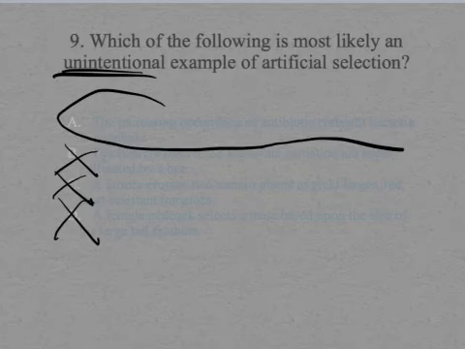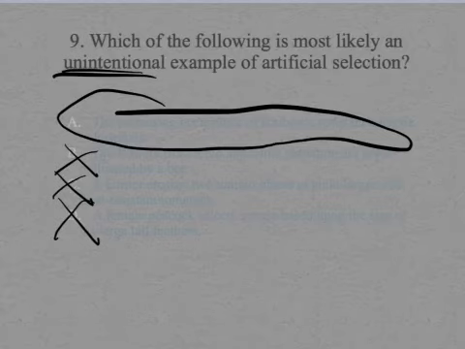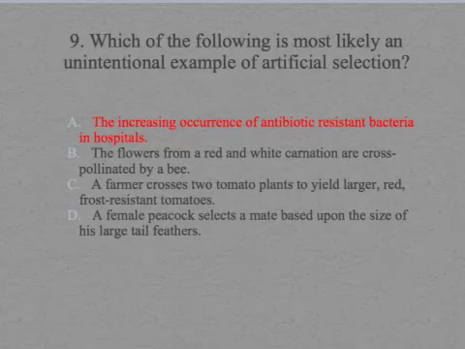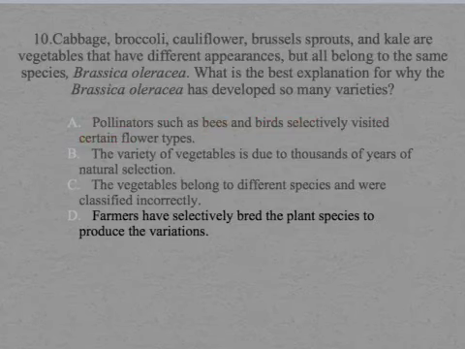We don't want more bacteria to be resistant to the drugs that we have available to treat them, which means that we're not able to treat them. Okay, so which of the following is most likely an unintentional example of artificial selection? The correct answer, an increasing occurrence of antibiotic-resistant bacteria in hospitals. Cabbage, broccoli, cauliflower, Brussels sprouts, and kale are vegetables that have different appearances but all belong to the same species, Brassica oleracea. I apologize if I'm saying it right. I'm making a best guess here.